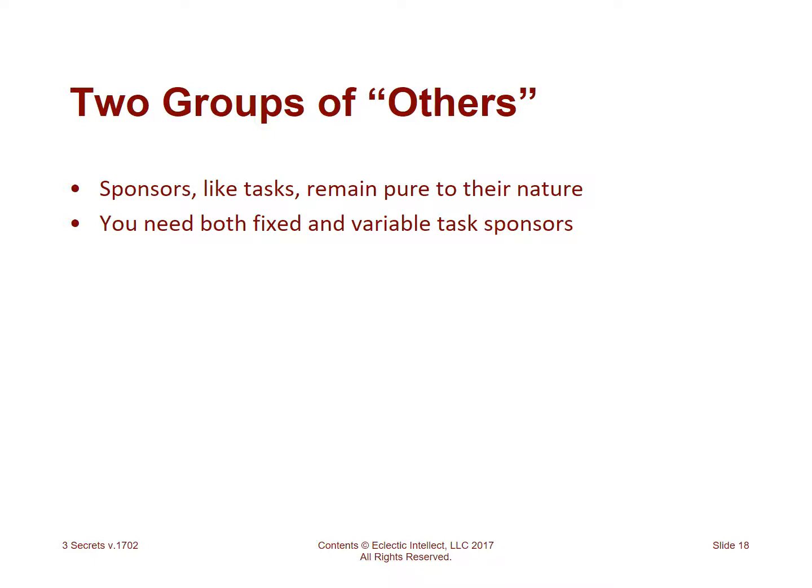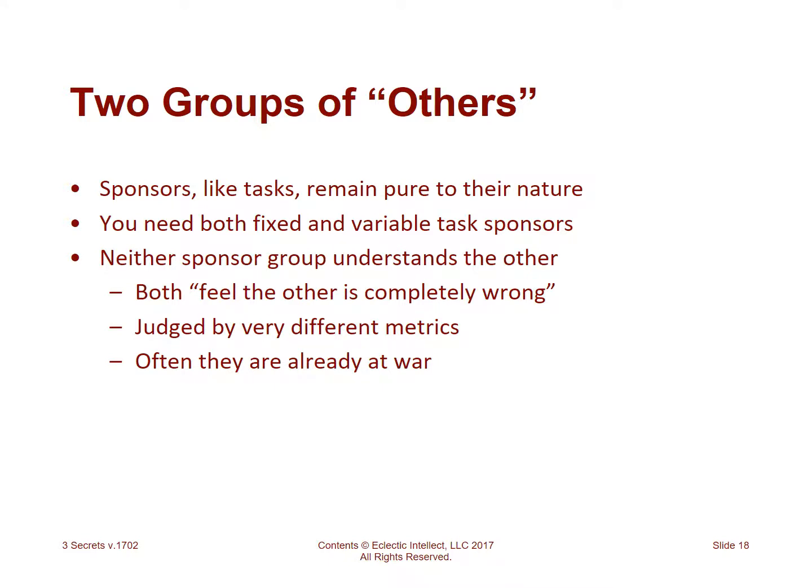And if Agile didn't already exist, you could invent it instantly from recognizing the disconnect between current process and what the nature of the task itself is. Agile works great when it honors the nature of the task process. So the problem in this group of others is neither of these two sponsor groups understand each other.